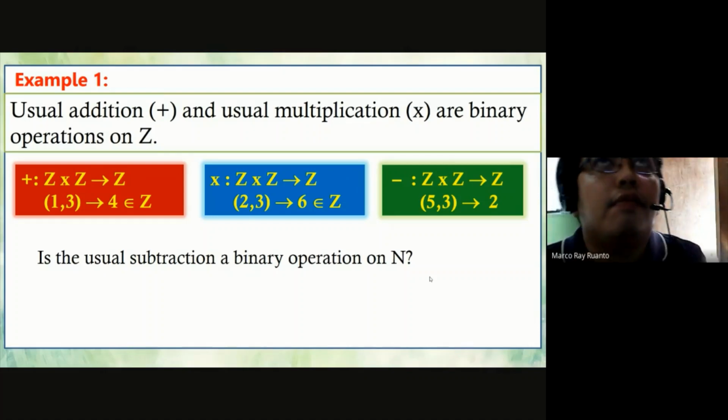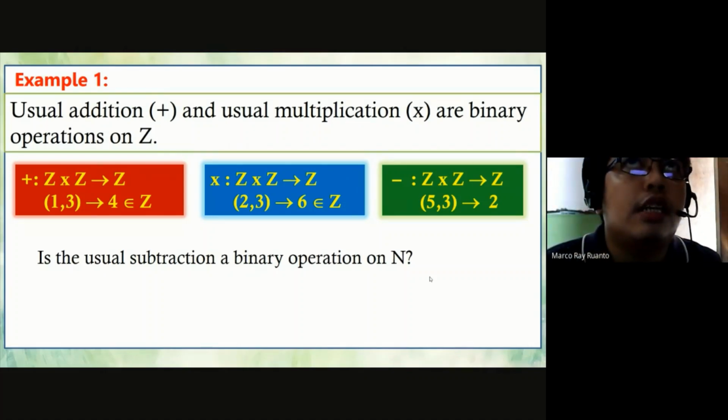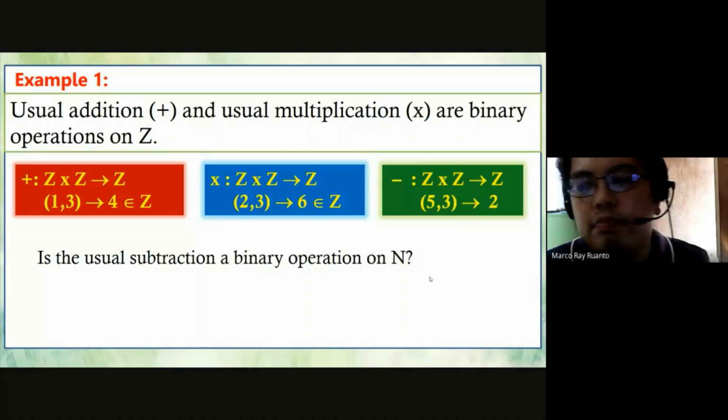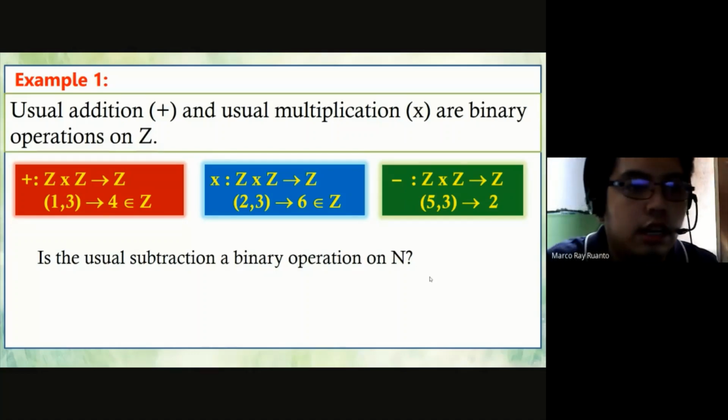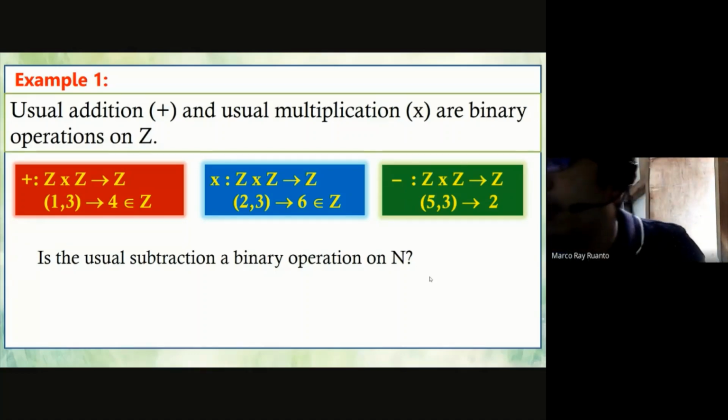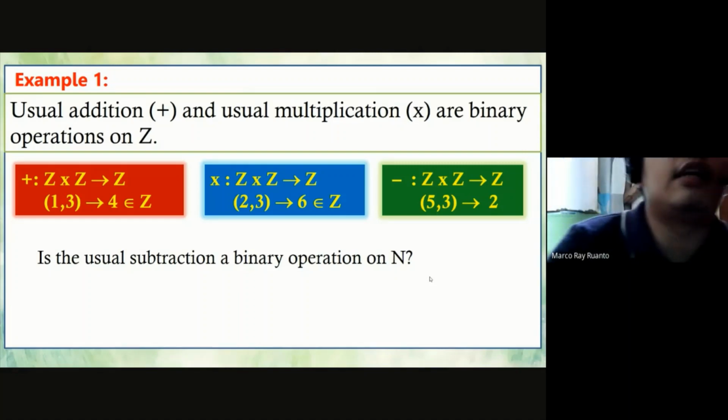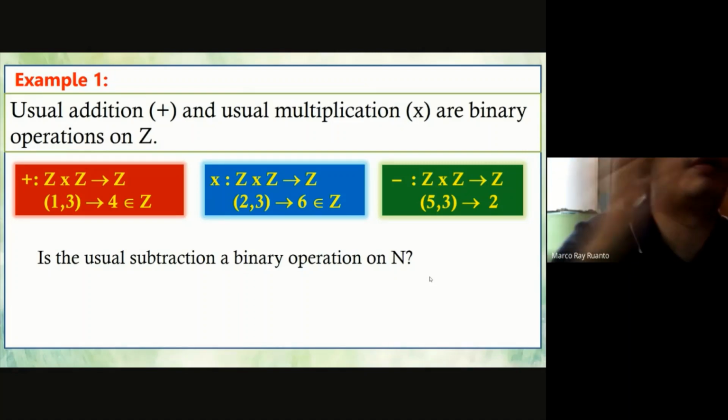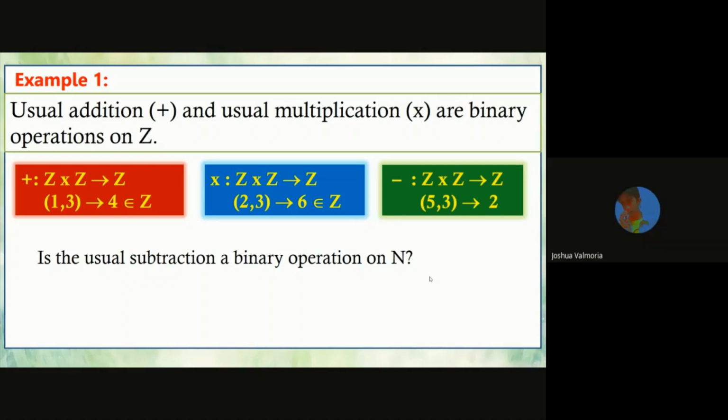Let's say 7 minus 10. Okay, class, 7 minus 10, what is the answer? Negative 3, sir. Negative 3.